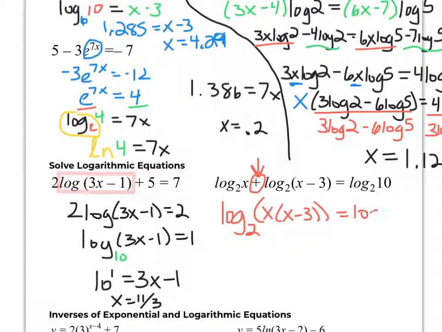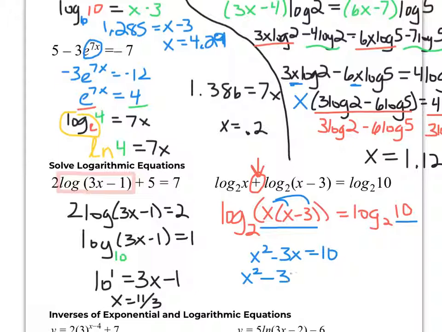Equals log base 2 of 10. Now, since both sides are in terms of log base 2, I can set their arguments equal to each other. And I'm going to be a little lazy and go ahead and distribute that first part. So x squared minus 3x equals 10. And now we're going to solve, hopefully by factoring. This one does factor, yay!